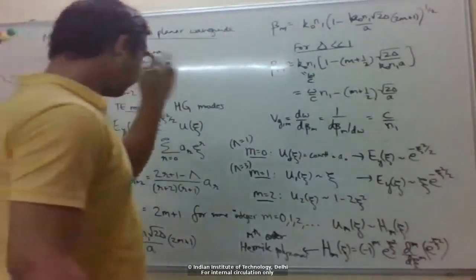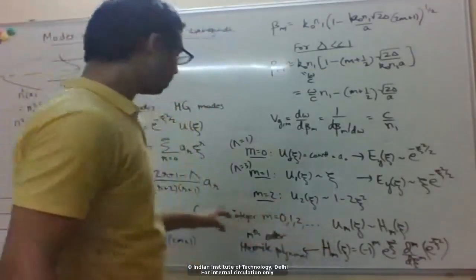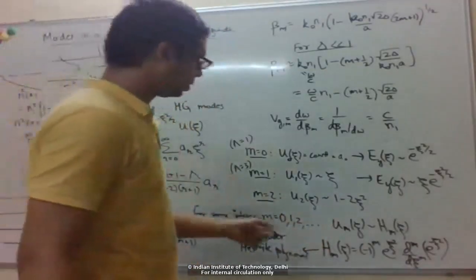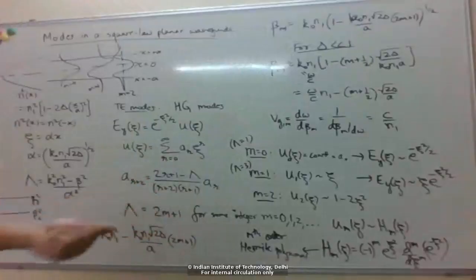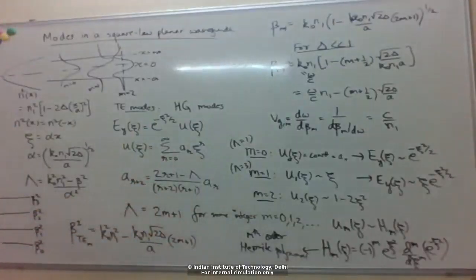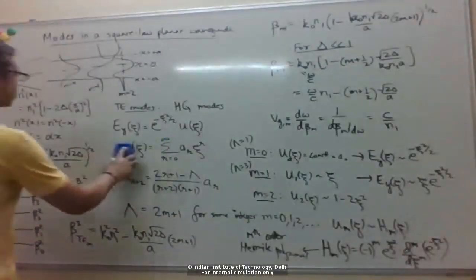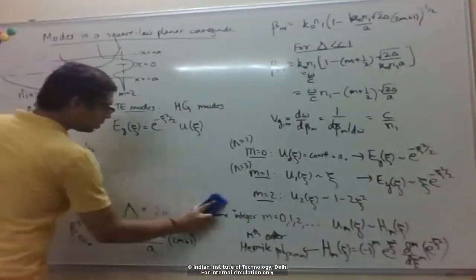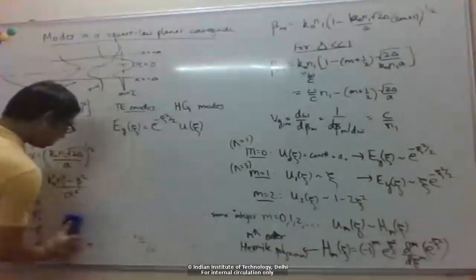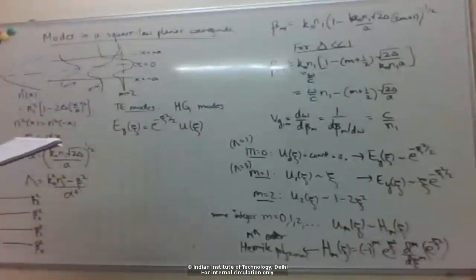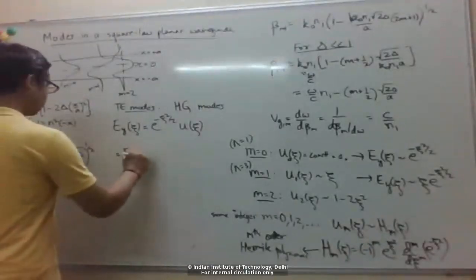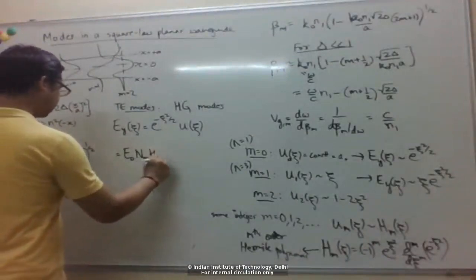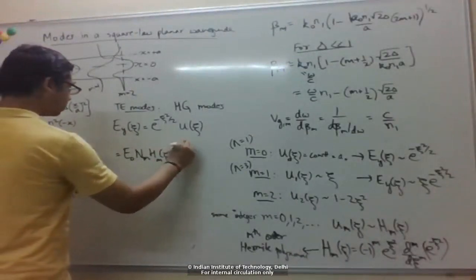So for m even, the Hermite polynomials are even functions, and for m odd, you can see from here that the Hermite polynomials are odd functions. So we can write the modes in a normalized form, like this: some field amplitude, then a normalization constant times the Hermite polynomial times the Gaussian.